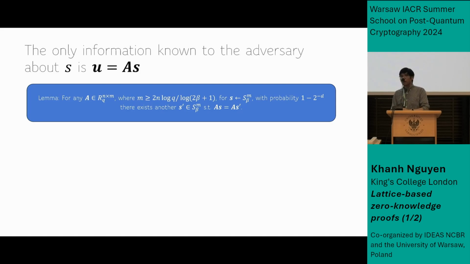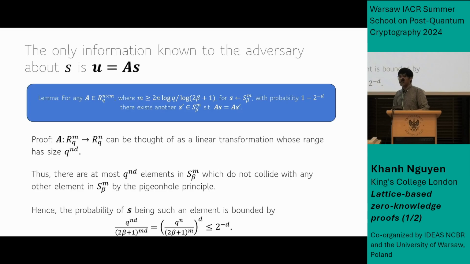The lemma says that if I have the matrix A, and I pick a secret key S, then there exists another corresponding secret key S prime such that AS is equal to AS prime. In more detail, if I have a matrix A which is long enough, so M is at least 2n times log Q divided by log(2 beta plus 1), and if I sample S, then with overwhelming probability there will be another valid secret key which maps to the same public key.